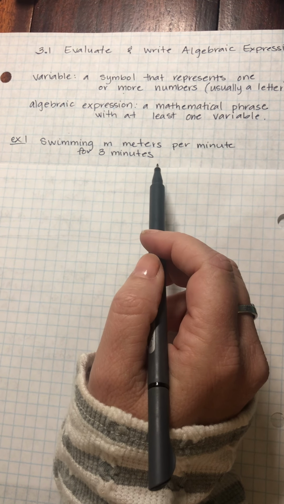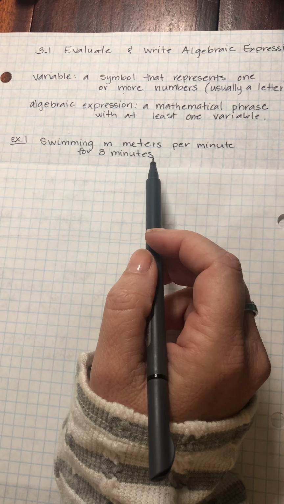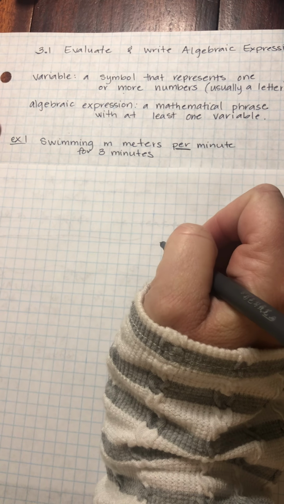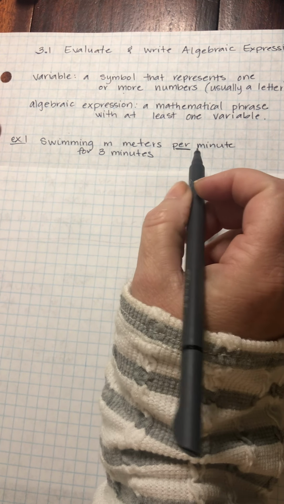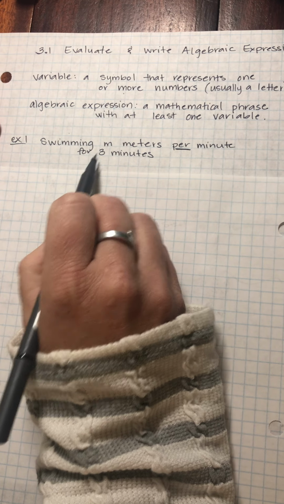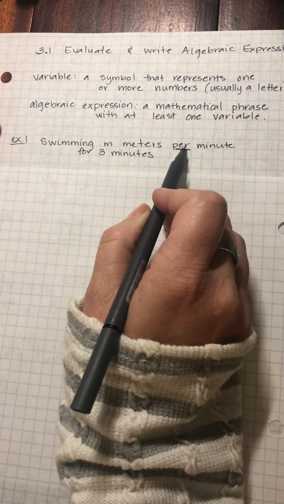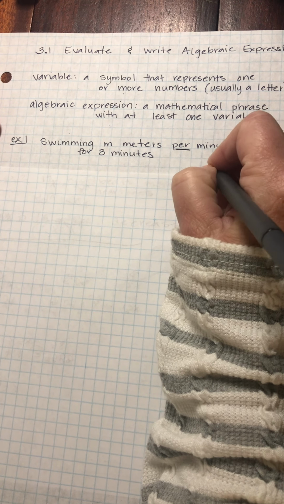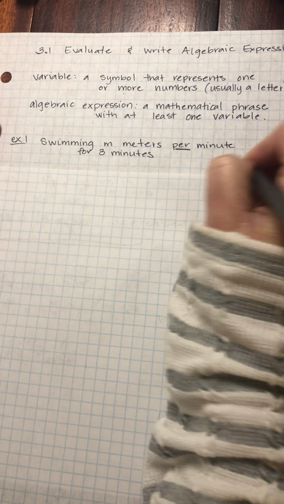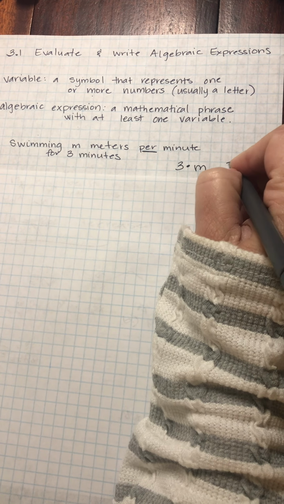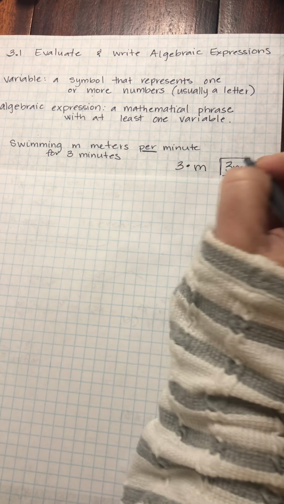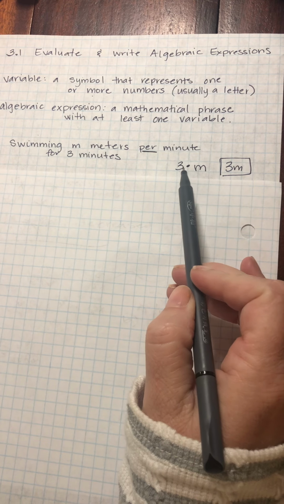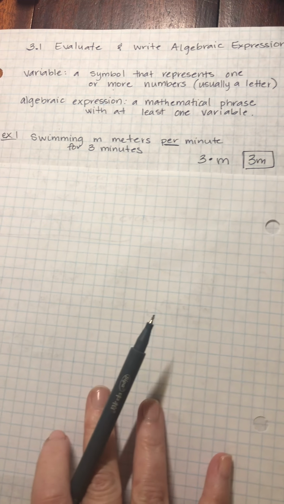That's for Olympic-sized pools. And in this case, if you're doing something per is the key word here, and that is like multiply, it's times. So if we're doing 3 minutes and swimming a meter per minute, this algebraic expression is going to look like 3 times m, or just 3m. Okay, when we're talking about multiplication, we don't need to show the sign. So we do have a number and a variable. Okay, let's take a look at another one.